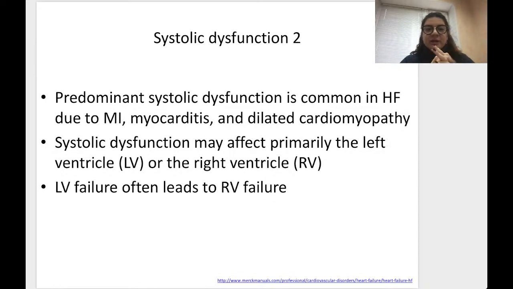Systolic dysfunction may affect primarily the left ventricle or the right ventricle. And often left ventricle failure leads to right ventricle failure. In progression of disorders, right failure is added to left heart failure.